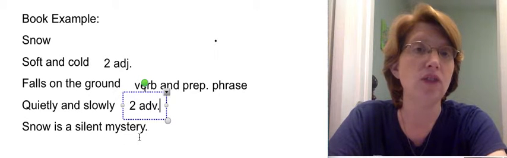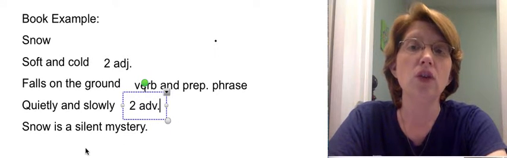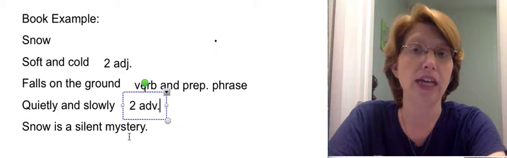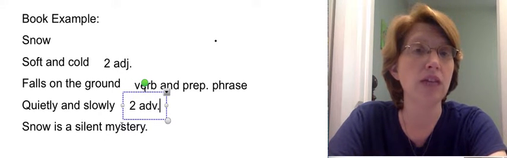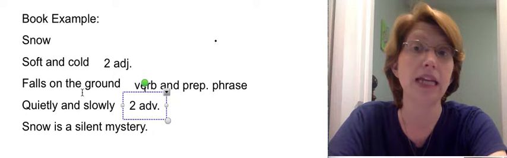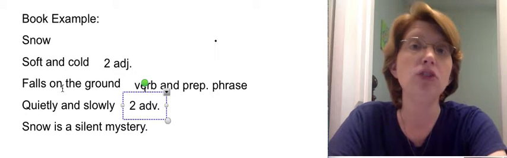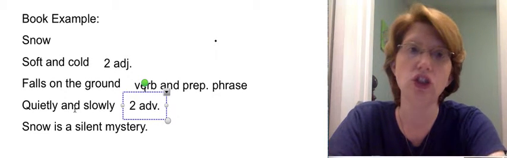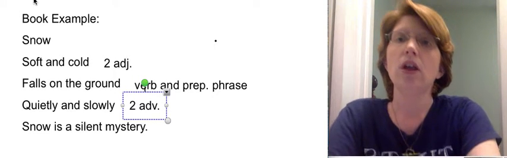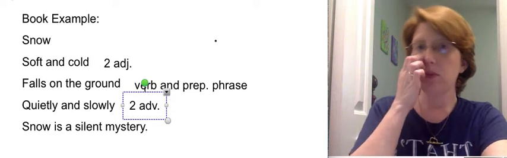Snow, and then here's their final sentence. Snow is a silent mystery. And look, they did not use either of these words before. They used quiet, but they didn't use silent, and they didn't use mystery. So don't repeat yourself on any line. Choose different words. So let's come up with our own example.